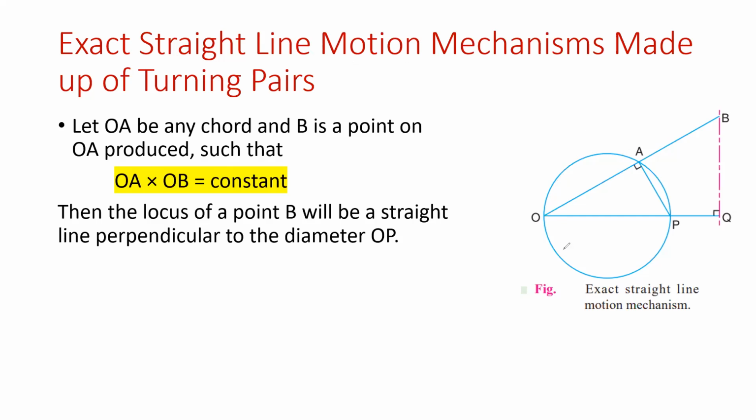Suppose it is a circle. OP is the diameter of the circle. Now you join any chord, that is OA is any chord of the circle. Now you extend this chord up to point B such that the product of OA and OB should always remain constant.